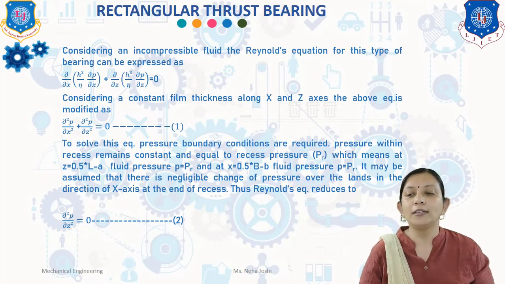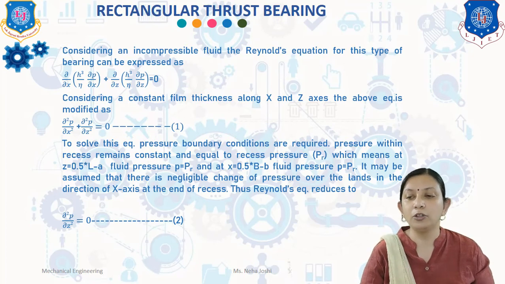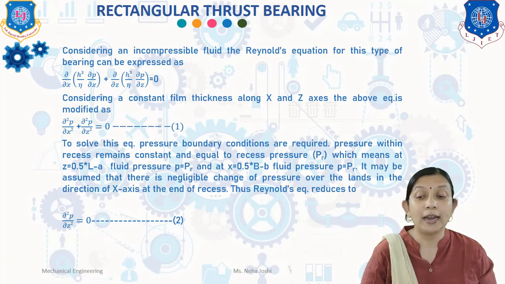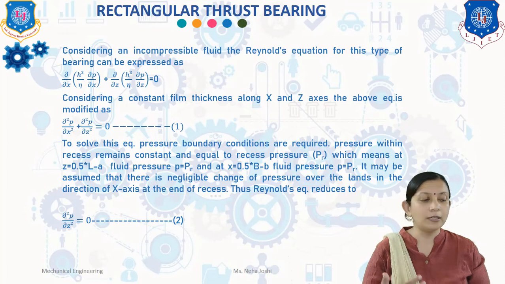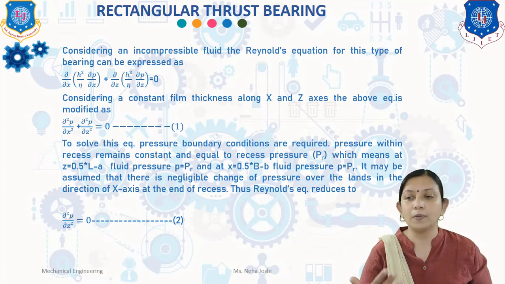So for example, if the length of the land in the bearing is much smaller than the width of the land, most of the fluid supplied to the bearing by the pump leaves by flowing from the recess over the lands in the direction of the z-axis. So the Reynolds equation can be reduced to del square p upon del z square is equal to 0.